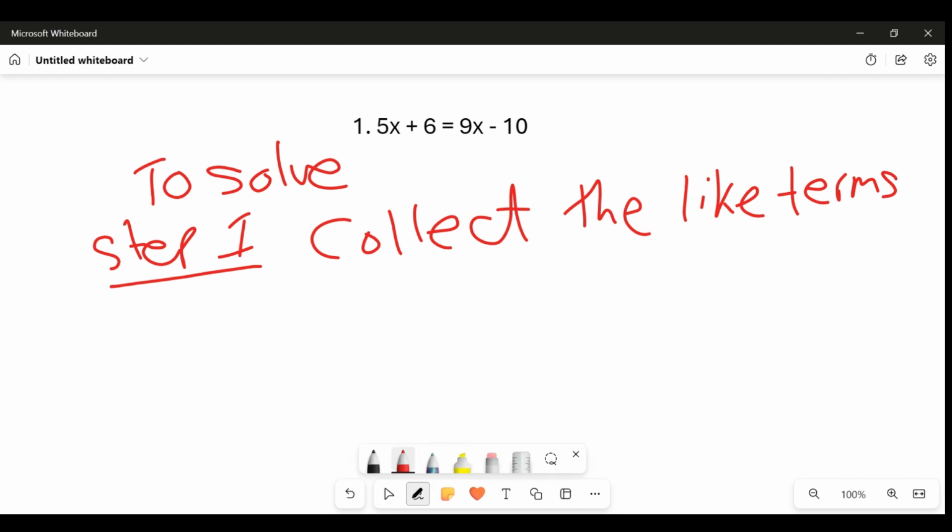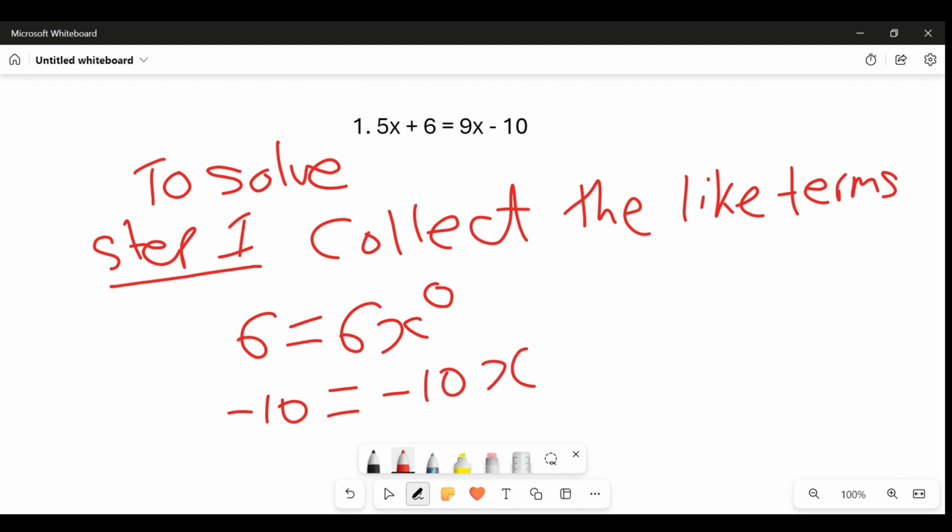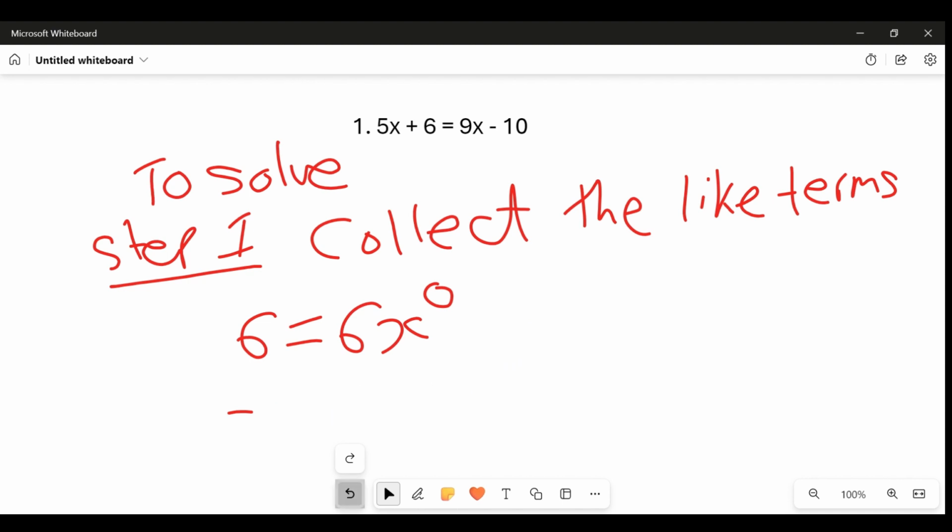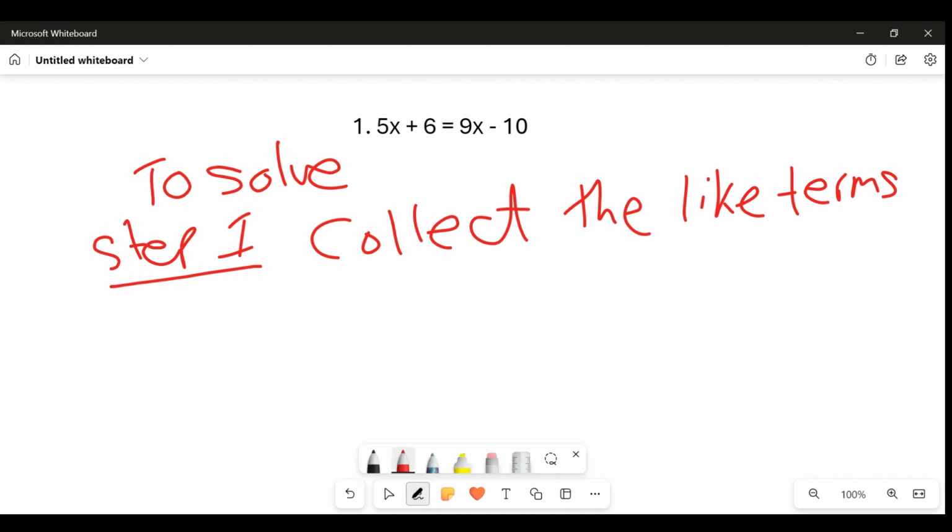6 is the same thing as 6x raised to power 0, while minus 10 is the same thing as minus 10x raised to power 0. They have the same power, so we can bring them together, while we can bring 5x and 9x together. So now how do we bring those together? You don't have to write 6 equals 6x to the power 0 in your solving, you don't have to put that there.